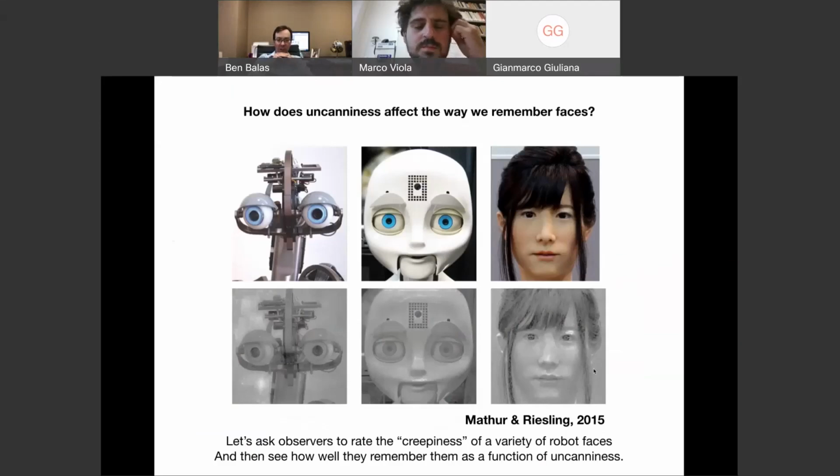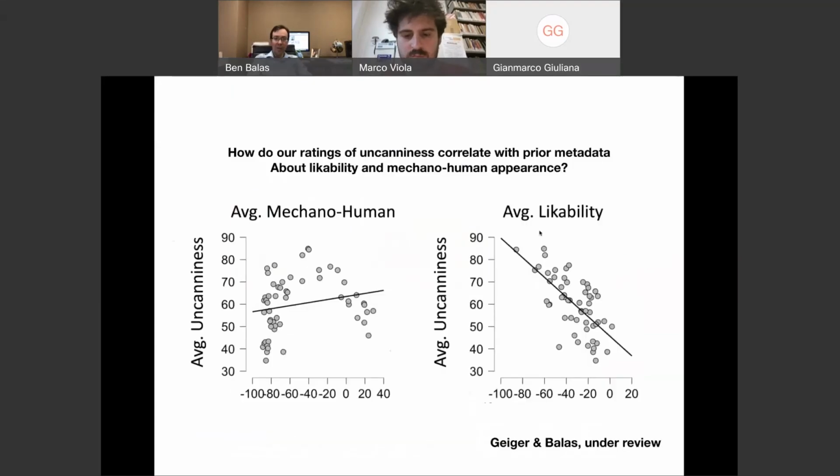And she was able to take advantage of this very nice database of robot images created by Mather and Riesling in 2015 that already had tons of metadata about things like mechano-human resemblance, likability, tons of different subjective ratings for all these different kinds of robots, spanning a continuum from creepy to not creepy, to very robot-like, to more humanoid looking.